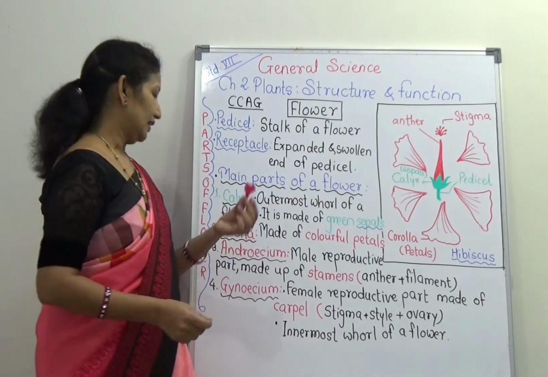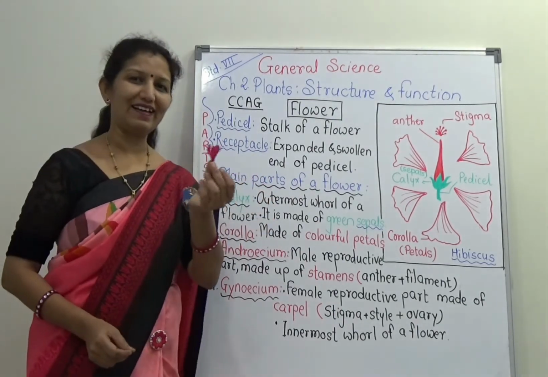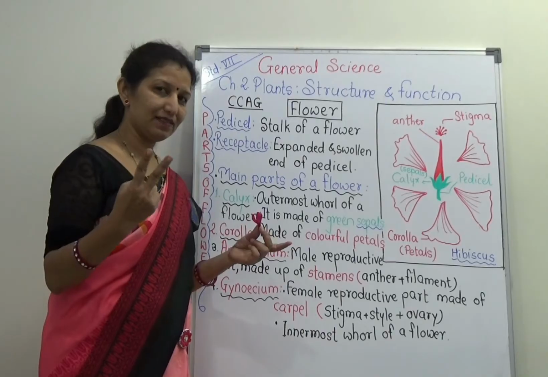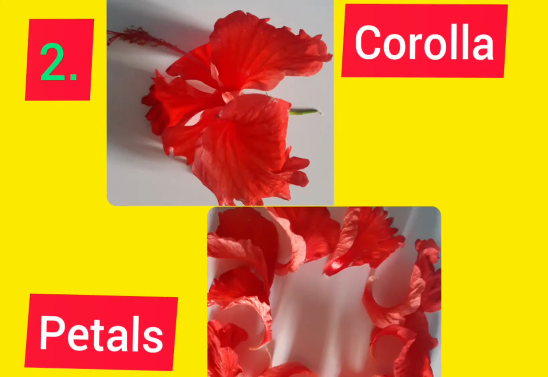Now the next part is corolla. Corolla means it is crown-like part. It is the second whorl. The outermost was calyx. Now it is the second whorl of the flower. It is very attractive one.